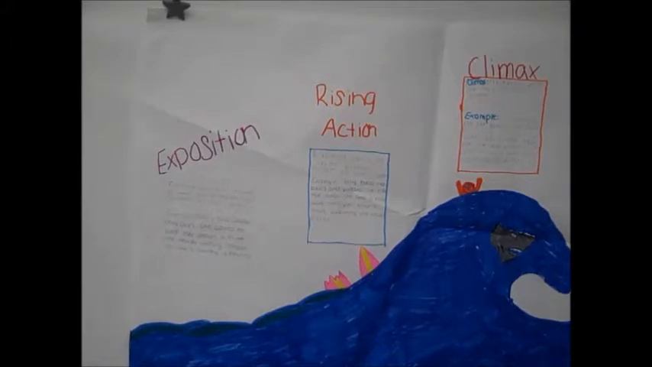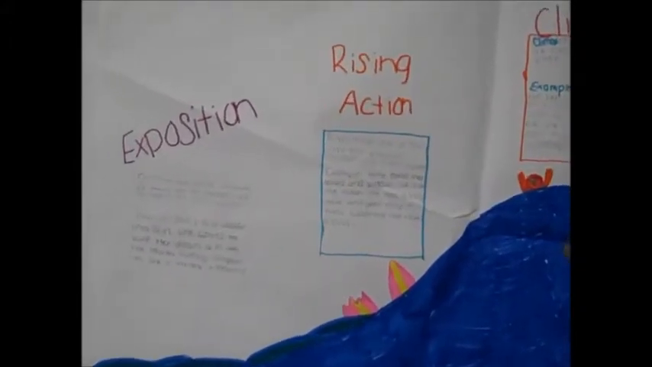In the exposition, they say, Sally is a California girl. She loves to surf. Her dream is to win the Malibu surfing competition. She is recently in training. So we have a character. We know that she's from California, and she loves to surf.